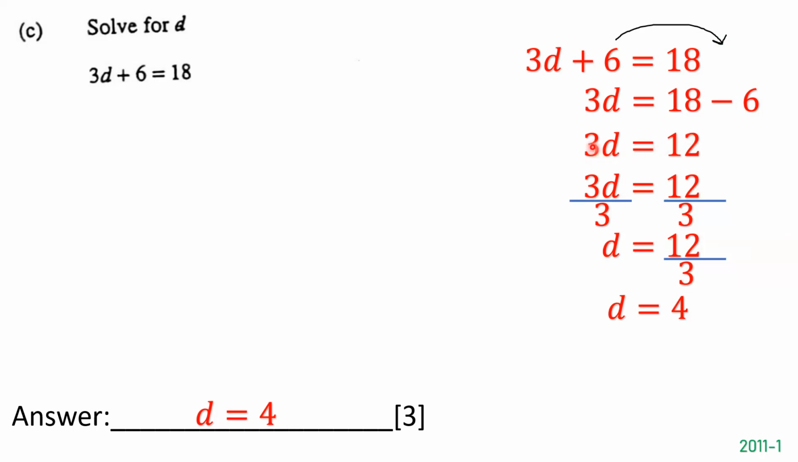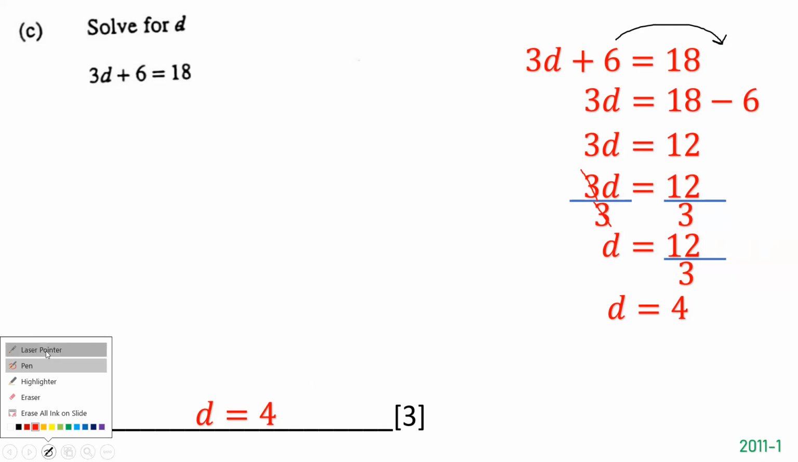And so notice here we want to divide both sides by the coefficient of d, which is 3. If we divide 3d by 3, and if we divide 12 by 3, 3d divided by 3 is definitely going to cancel these. 3d divided by 3 is just d. And 12 divided by 3 is definitely 4. So the answer is d equals 4.